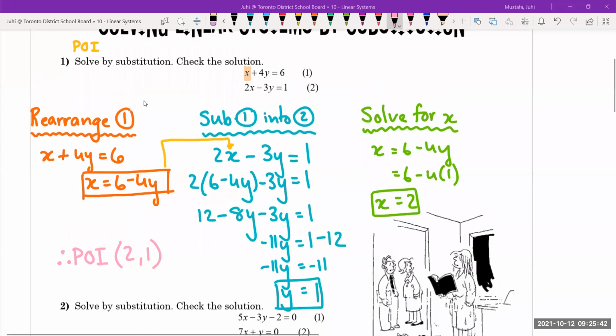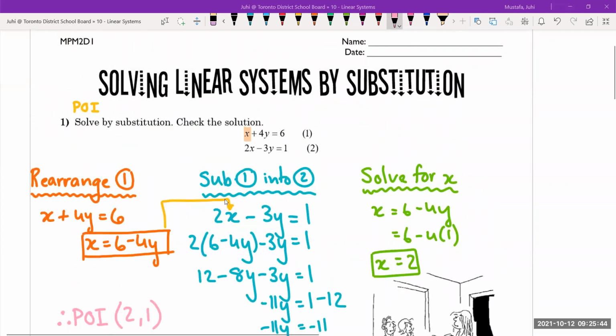You think you're done and then you're not done, because look at what the question says. It says check the solution. I'm not going to ask you to check every single solution. In fact, when you're doing your homework, I wouldn't check every one because it's going to take you so long. On an assessment, I'm not going to ask you to check everything. Maybe like 1 or 2 questions I'll ask for a check. And if it doesn't say check, you don't have to do it.